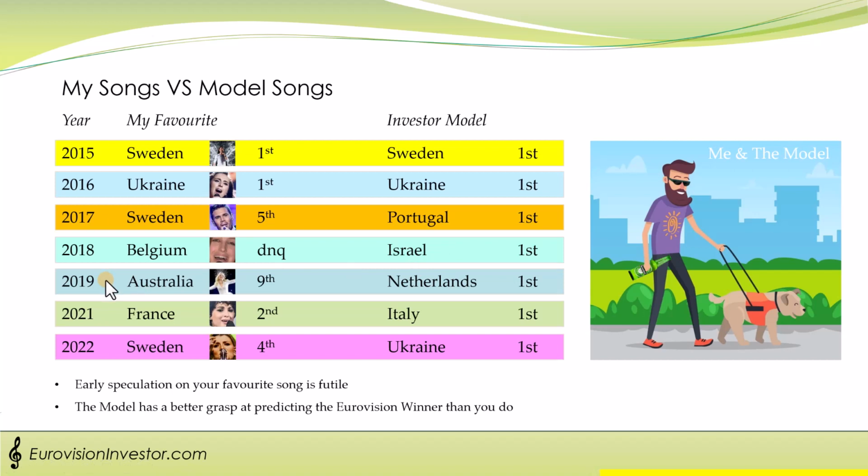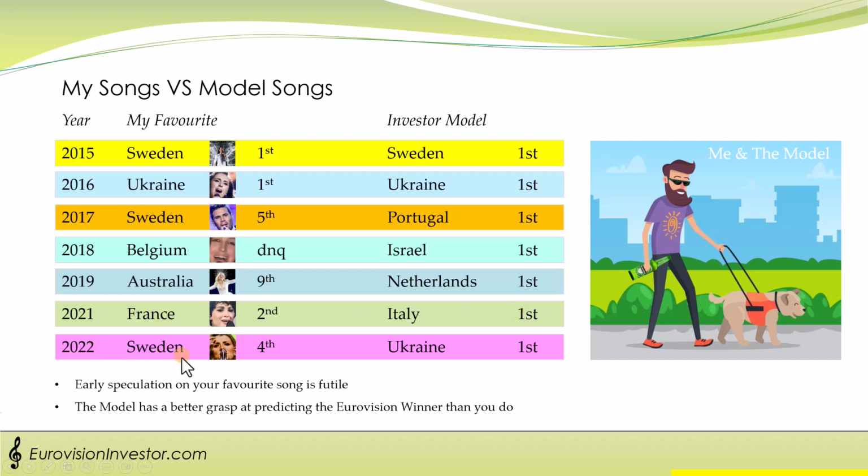2019, I loved the Australian song. I thought it was very clever, very creative. I enjoyed the song. Unfortunately, they came ninth. The investor model picked the winner again. Netherlands came first. There was no Eurovision in 2020 because of COVID, so we come down to 2021. My favourite song that year was France. I'm getting closer. France came second, but the investor model beat me to it. The investor model chose Italy, the rock song, and Italy came first.